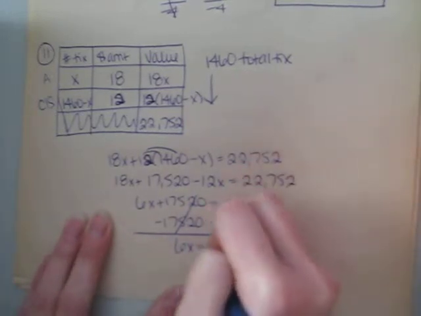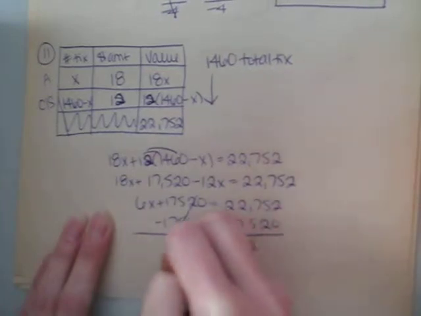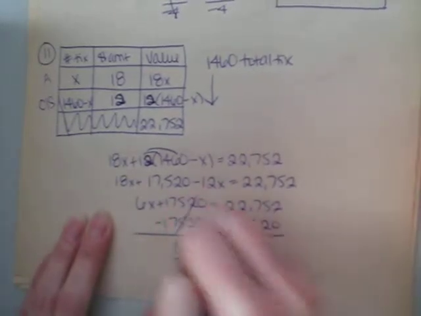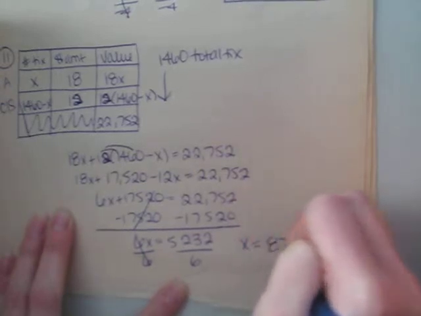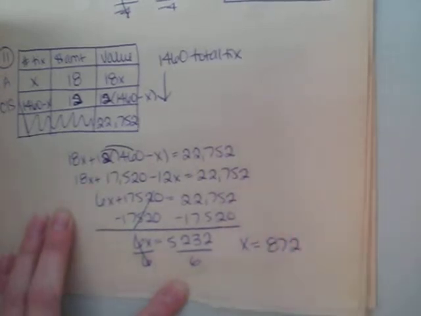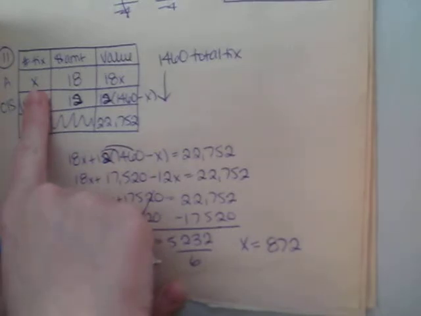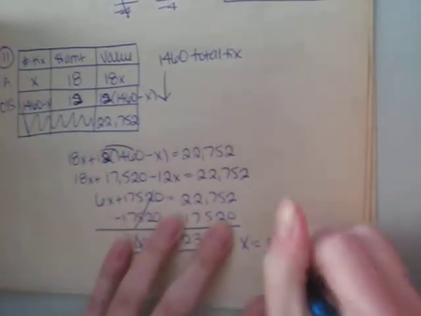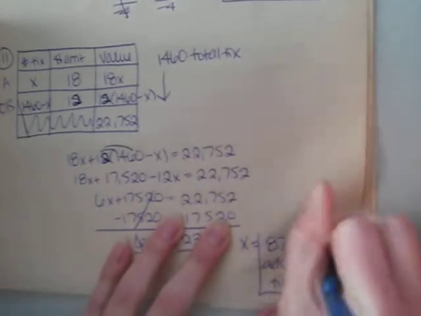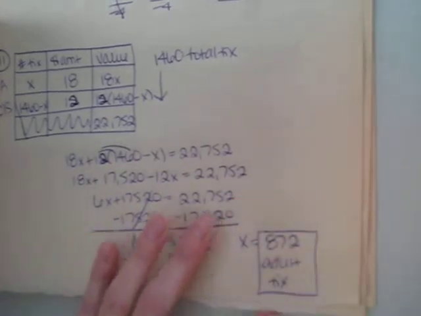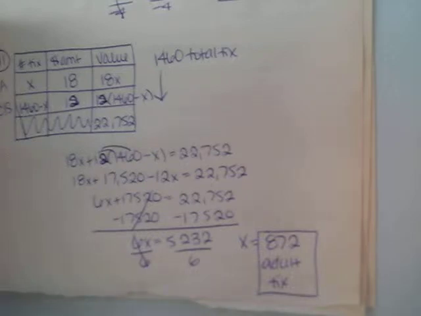I am left with 5,232 divided by 6, and x equals 872 tickets. And the x is the adult tickets, and that's what we're solving for. There were 872 adult tickets sold. Done. And you can see that answer underneath question 11 on slide 10.